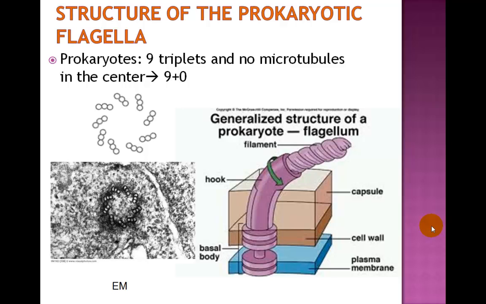In terms of its structure at the level of the shaft, prokaryotic flagella has 9 triplets of microtubules and no microtubules in the center, as shown in this electron microscopic picture at the bottom and in the representation on the top. 3 microtubules, triplets, 9 sets with none in the middle.